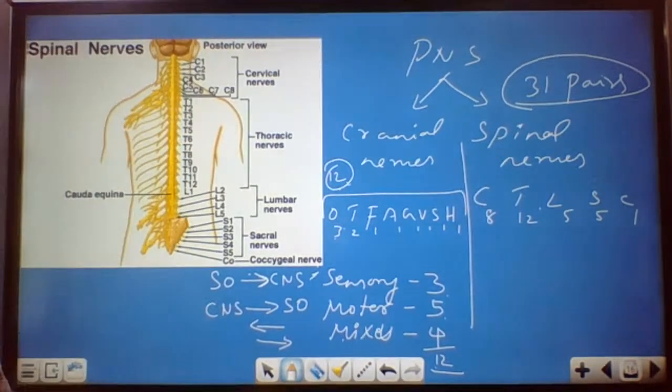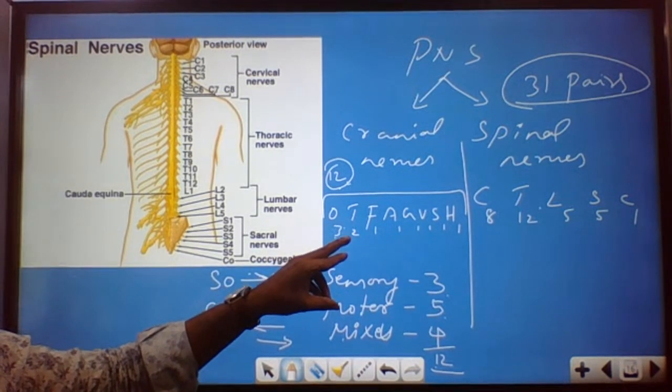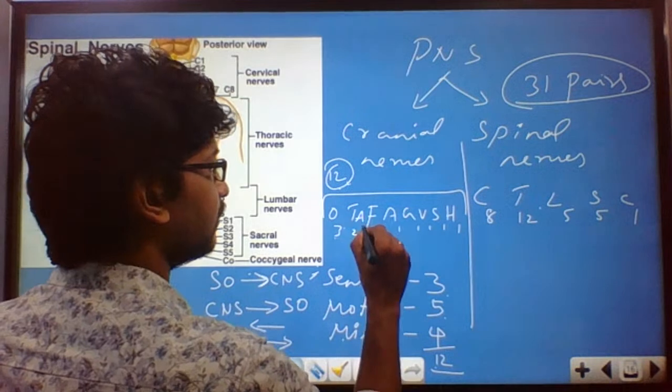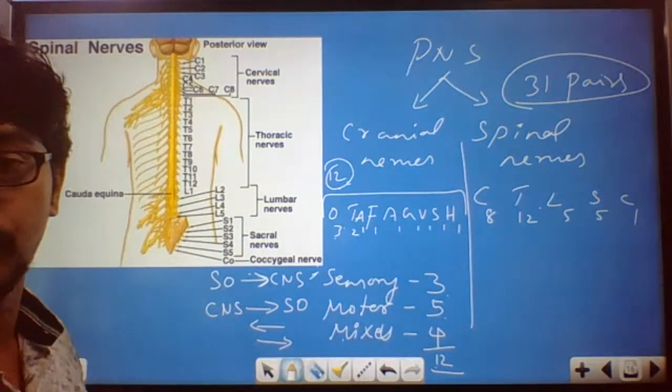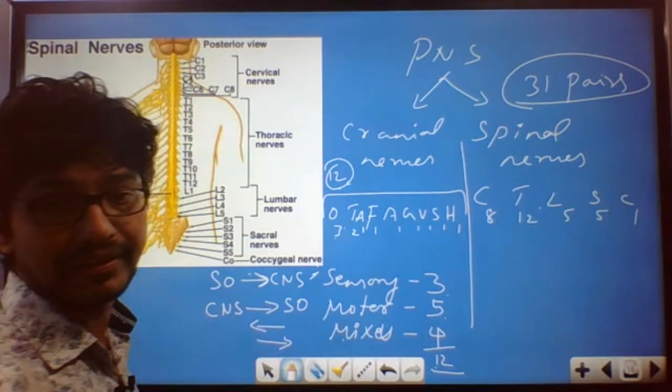So what are the facial and OTA nerves? I check which nerves come like OTA. So here one more will come. I'm sorry for this, I skipped one. So this comes to 12 actually. OTA, an A will come. Okay.